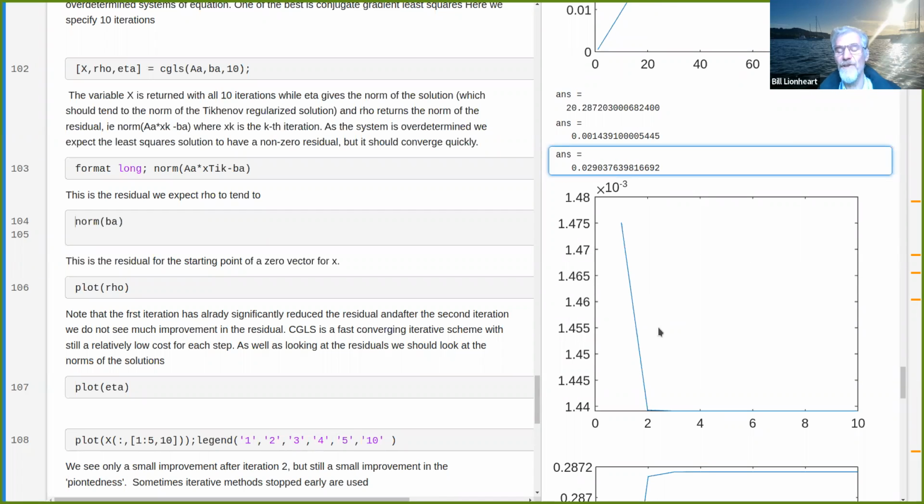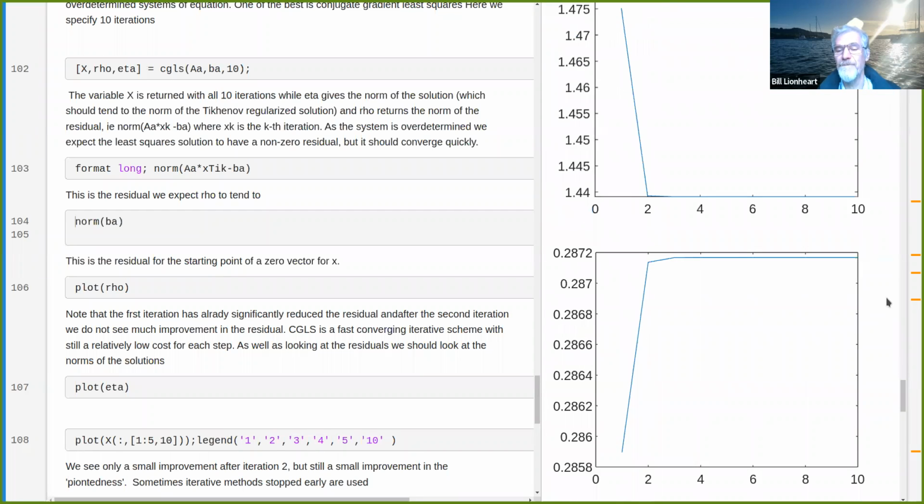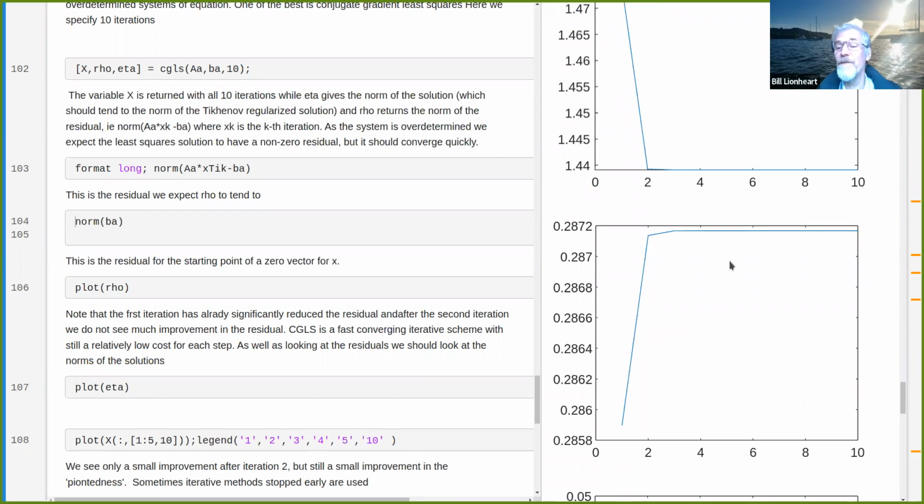But then the next iteration takes it down again. And after that, it doesn't look like it's changing very much, at least on this scale. So these are the etas. And again, we see a relatively big change in the norm of the solution, though, look at the scale, it's not that big a change. But then it settles down, presumably because the solution's converging.